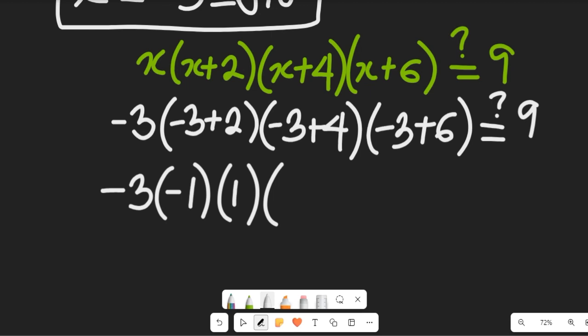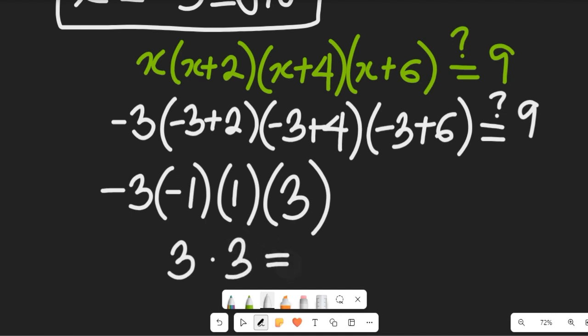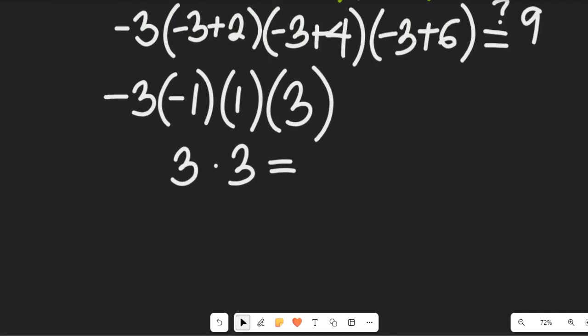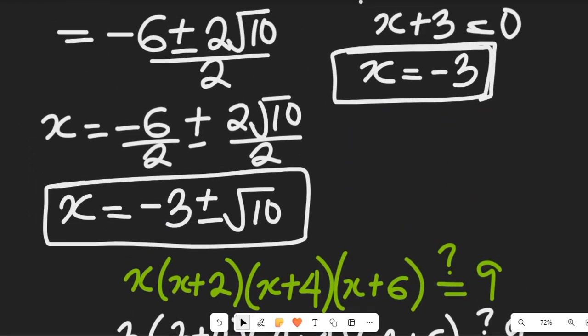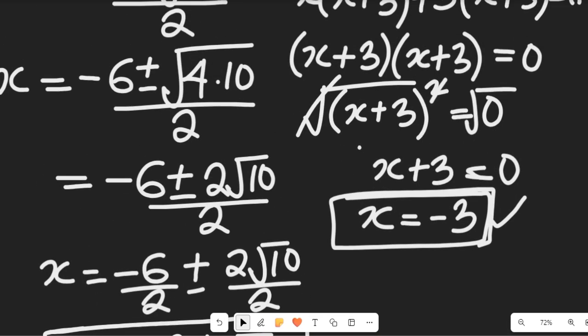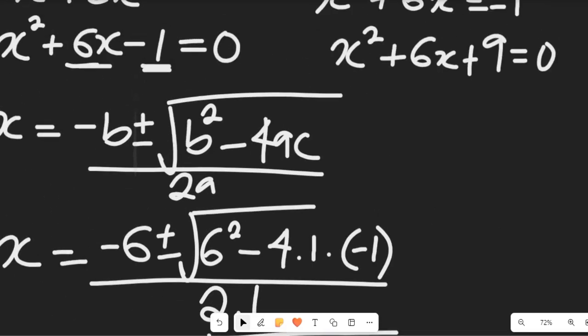And minus 3 plus 6 is going to give us 3, right? So minus times minus 1 is going to give us plus 3. 3 multiplied by 1 is 3. 3 times 3 is 9. So you see the expression 9 is equal to 9. And that tells us that the value of x equal to negative 3 is also the only real solution to that expression given to us up there.